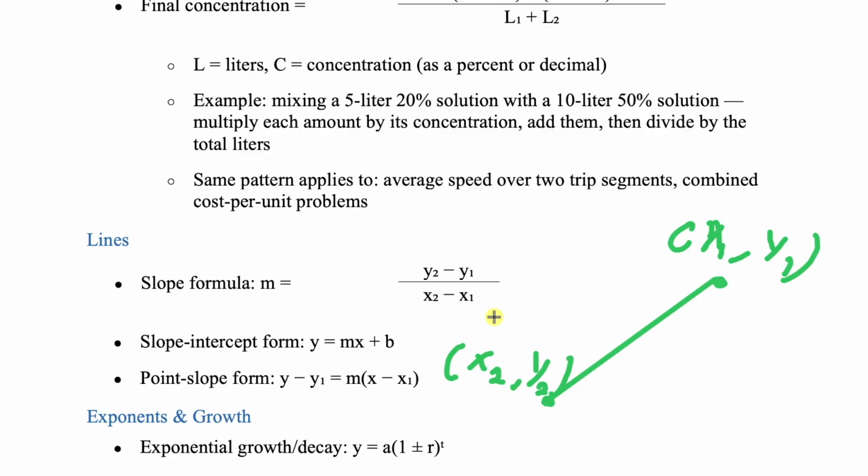You just do y2, this y minus this y, over this x minus this x, and make sure that the 2's always correlate. So the ones in the front are together, the ones in the back are together. It doesn't matter which one's 2 or 1, just make sure that they are corresponding ones.